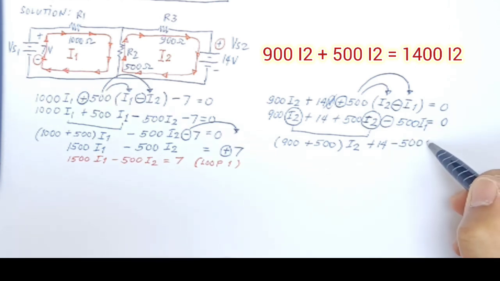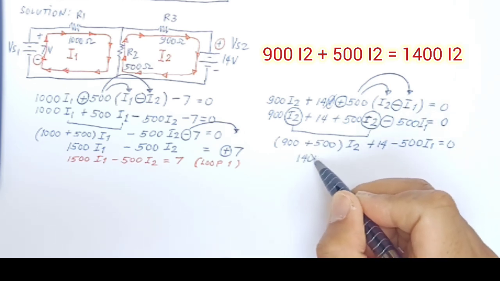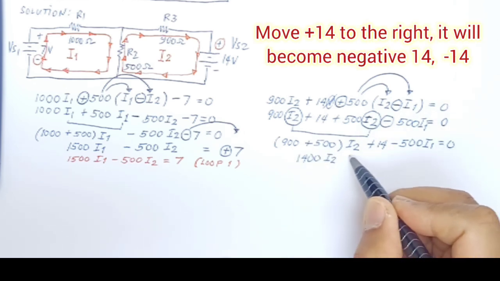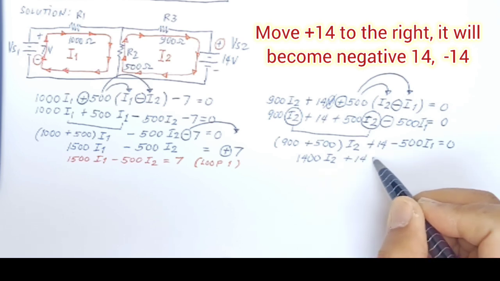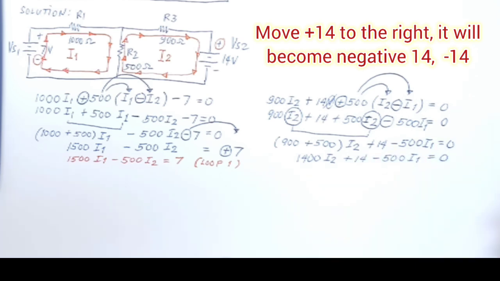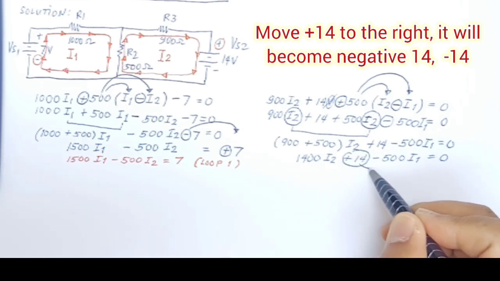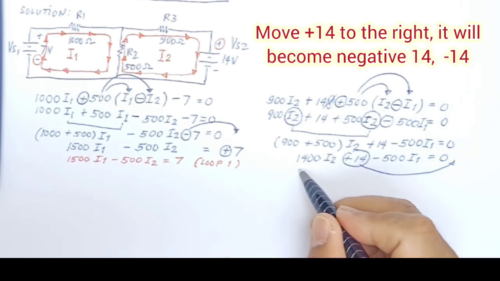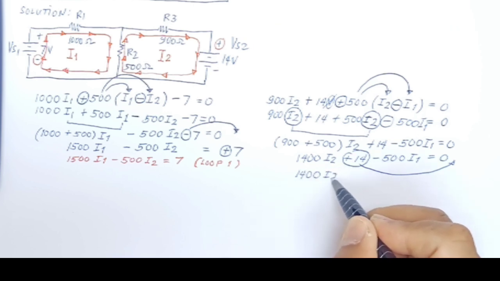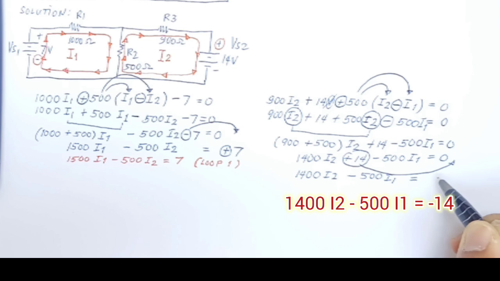Again, the constant must go to the right, so we will put the positive 14 later on the right. So this will be 1400 I2 plus 14 minus 500 I1 equals 0. Now, what we do is change our position, plus 14 to the right, and so we will get 1400 I2 minus 500 I1 equals negative 14.